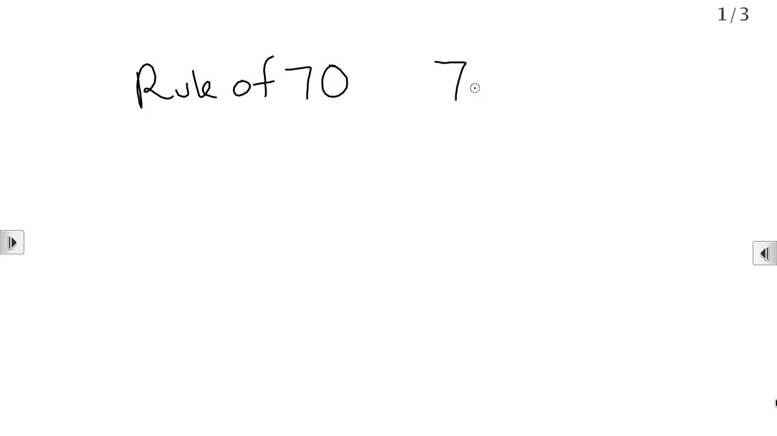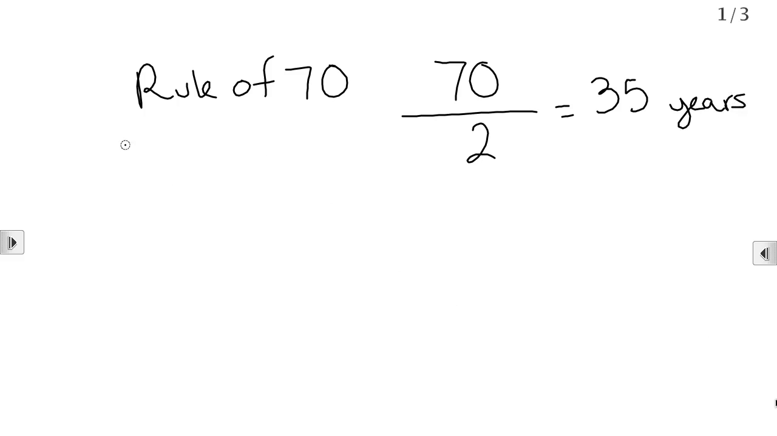So 70 divided by the growth rate. Let's say that the growth rate of a country was 2%. You don't move the decimal. You just go 70 divided by 2. And this is the doubling time. So the rule of 70 will give you the doubling time in years.